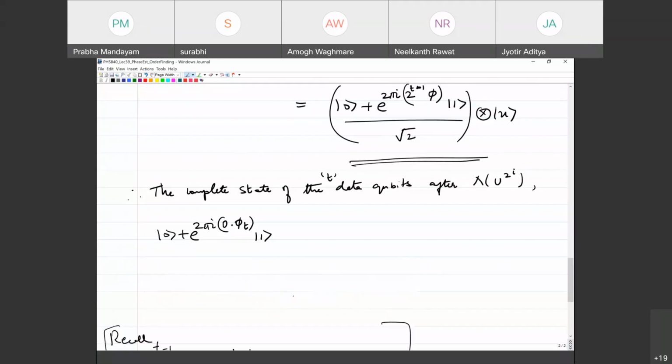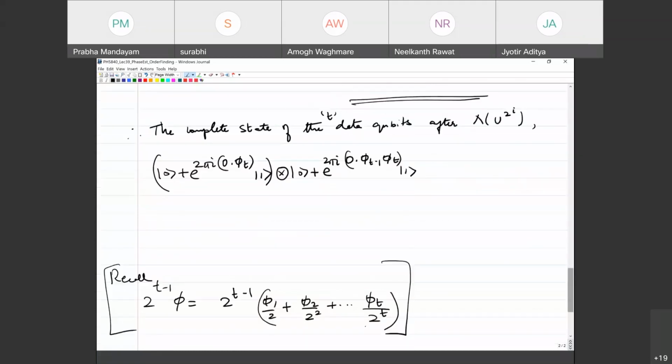So this is the first data qubit. So this tensor. Now you see the sequence will emerge. So you will have e^{2πi 0.φ_t} |1⟩. Because the next one will have 2^(t-2), so there'll be two of these bits in the binary representation of φ that will come into the phase, etc., all the way down to the last one, which will have all the t bits coming into play.